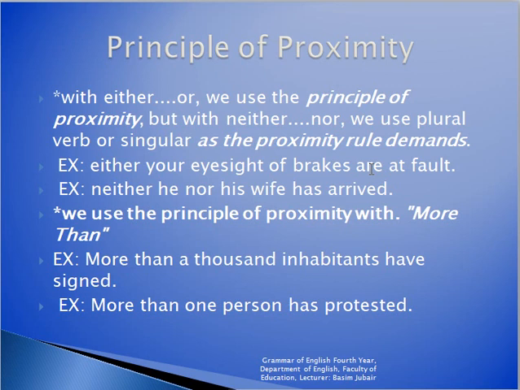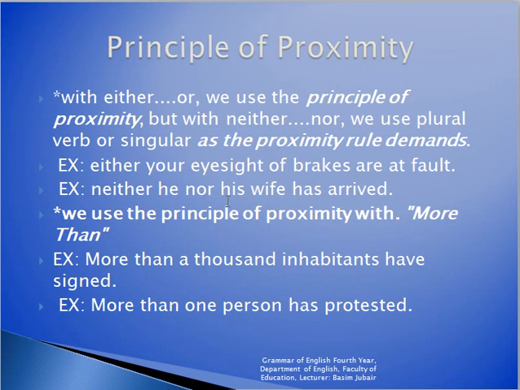"Neither he nor his wife has arrived." Why "has"? Because "his wife" is one entity, a singular noun, and that's why we put the singular verb, which is "has arrived."